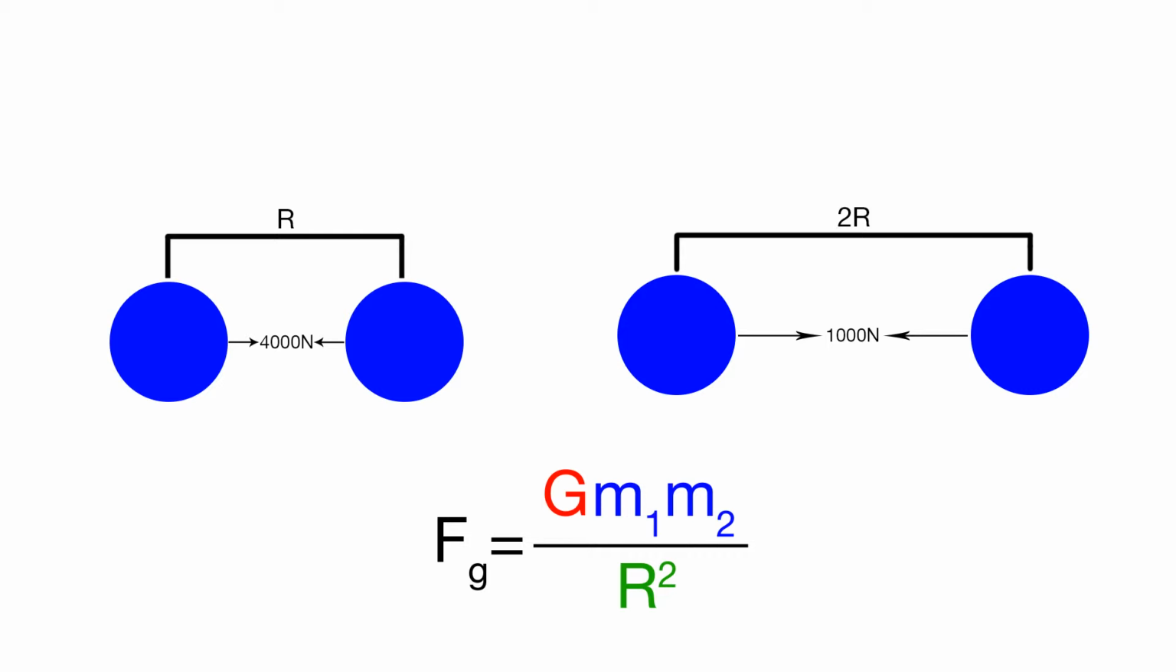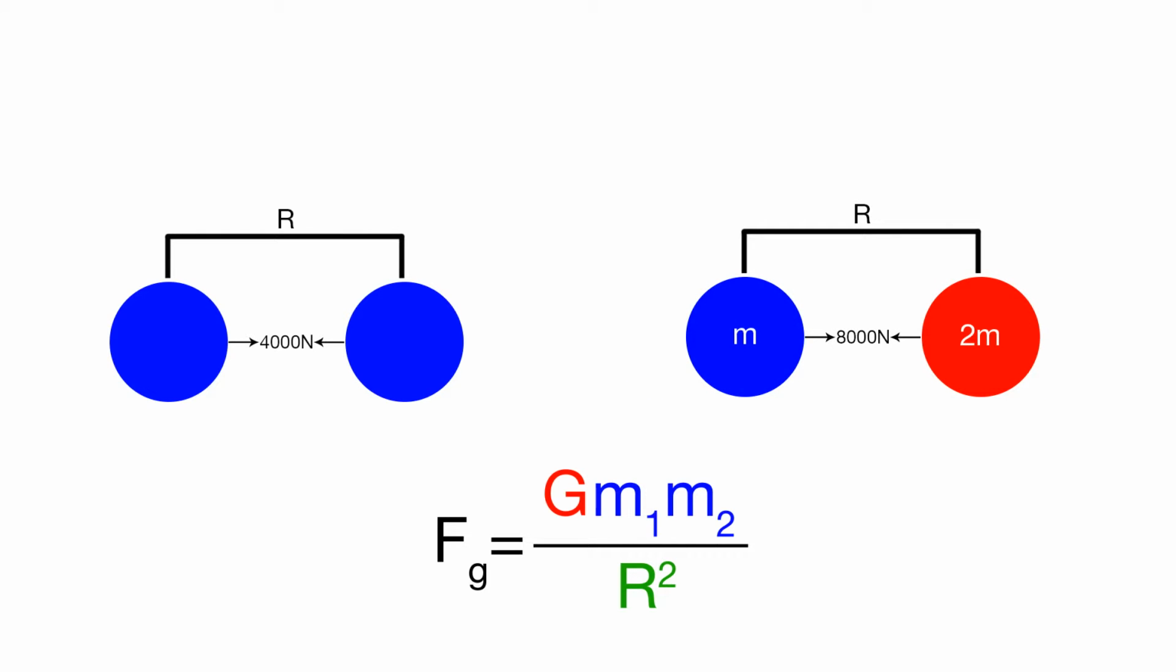On the other hand, however, if we keep the distance between the two bodies the same, and just increase the mass of one of the bodies by a factor of 2, then the 4,000 Newton force will turn into an 8,000 Newton force. And that's because with this equation, the force of gravity is directly proportional to the masses of the objects.